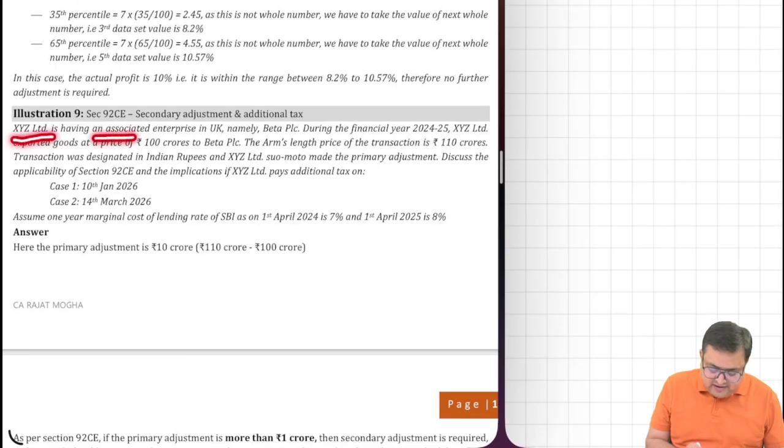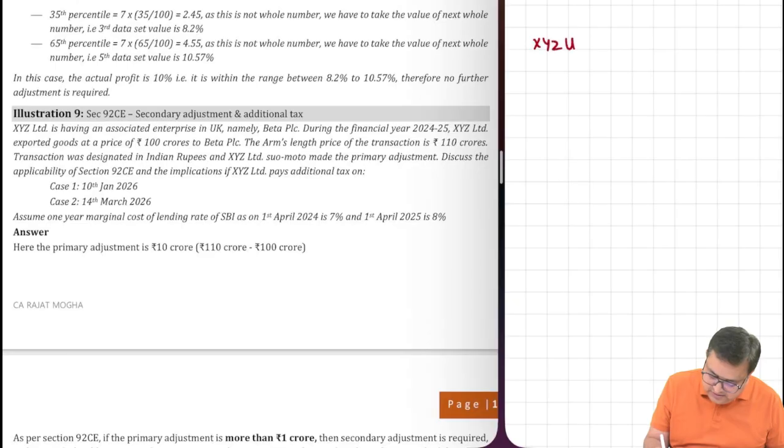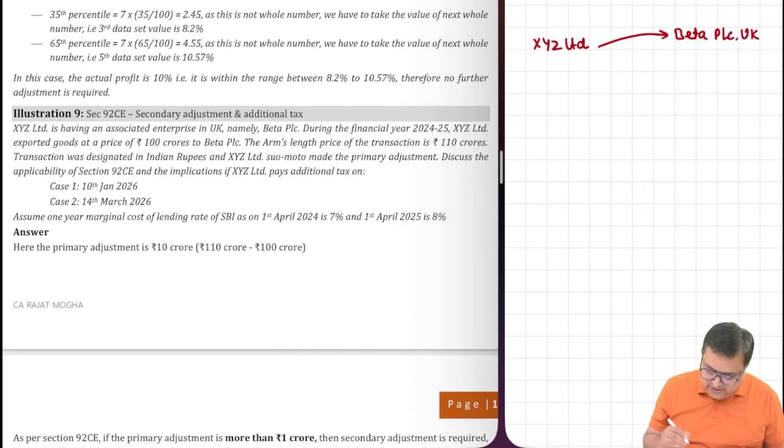XYZ Limited has an associated enterprise in the UK, namely Beta PLC. Who was the associated enterprise? Beta PLC, in the UK. So during the financial year 24-25, XYZ Limited exported goods at a price of 100 crores to Beta PLC. So we have exported goods at a price of what? 100 crores.